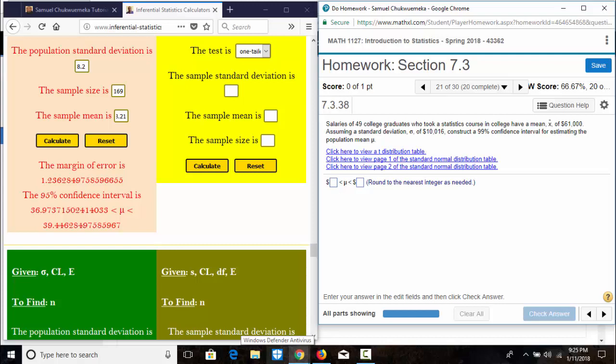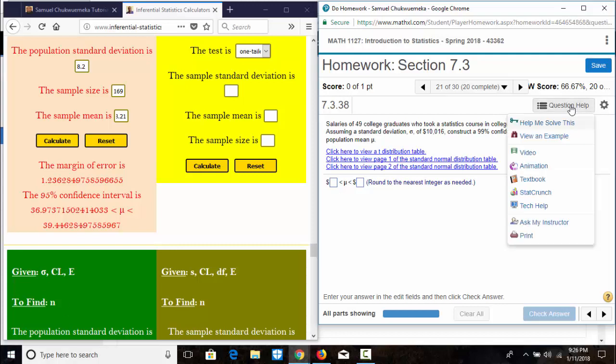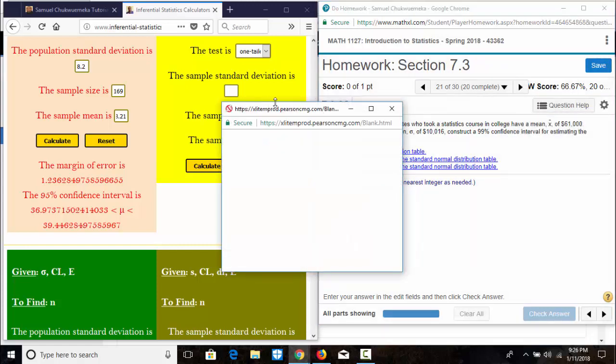Question 21, StatCrunch. Salaries of 49 college graduates who took a statistics course in college have a mean of $61,000. Assuming a population standard deviation of $10,016, construct a 99% confidence interval for estimating the population mean. So we go to question help, StatCrunch.